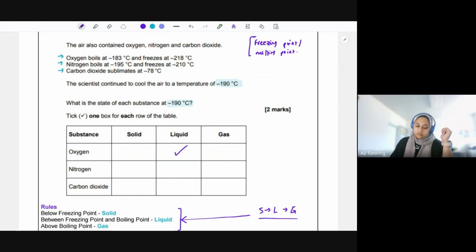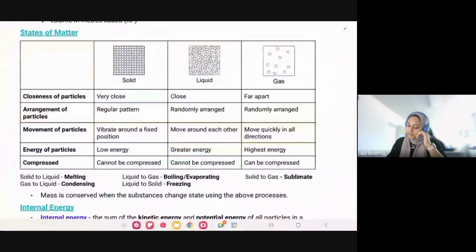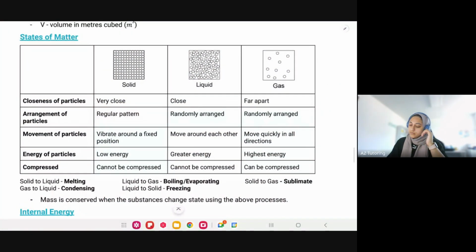Let me just double check that. Yeah, so because it's not gone below the freezing point, it stays a liquid, because minus 190 degrees Celsius is lower than the boiling point. Would you say randomly arranged for both liquid and gas? Let me have a look. Yeah, because in a liquid, those particles are just moving around each other, if that makes sense. So it's not like a lattice structure like a solid. So I would say they're randomly arranged for both liquid and gas.